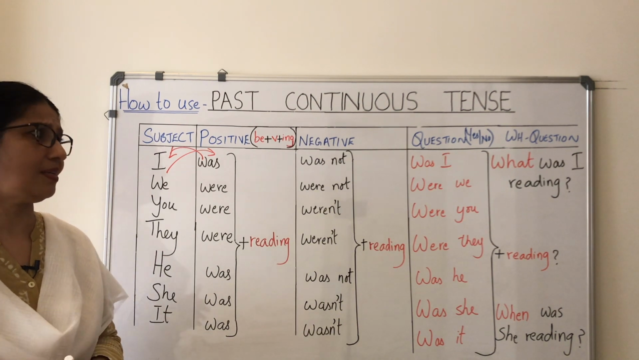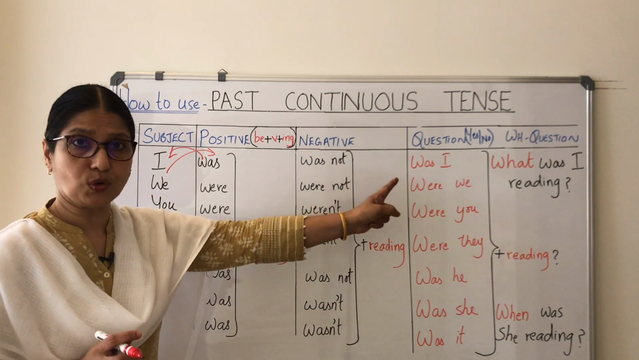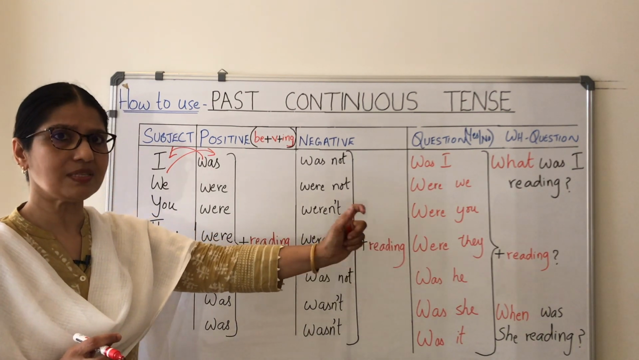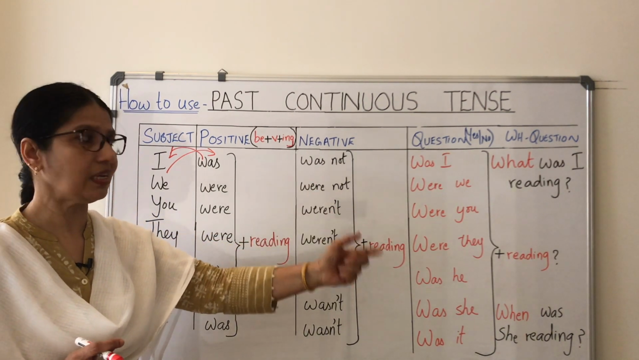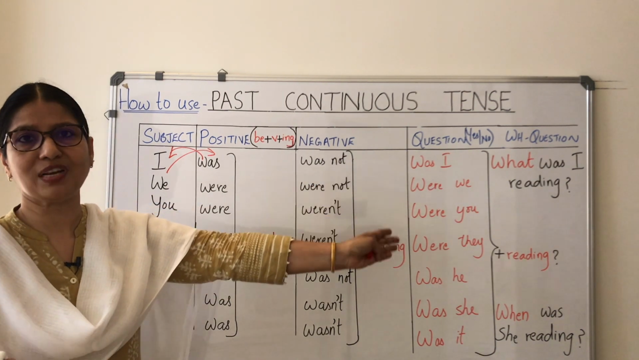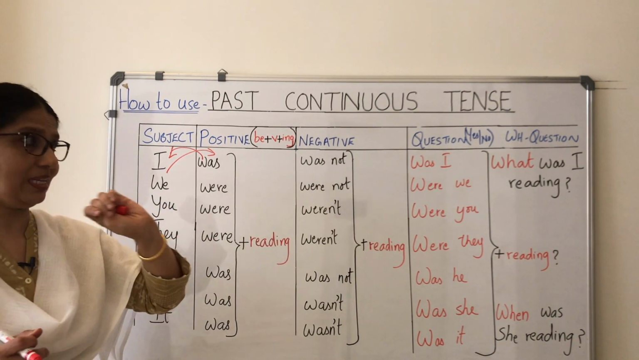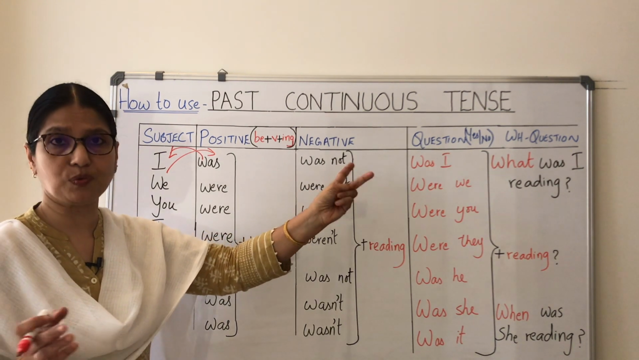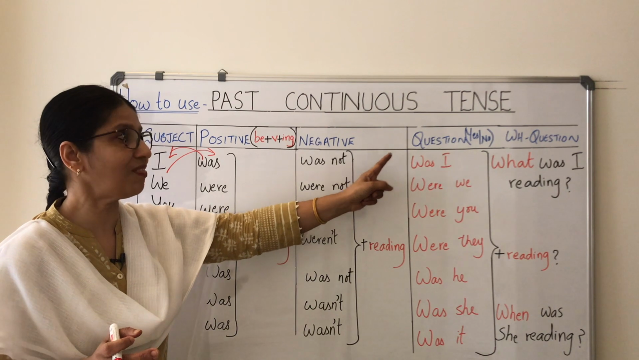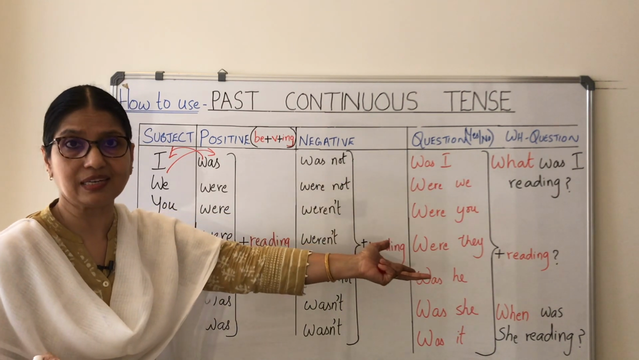It's very easy. Here you have the yes or no question: Was I reading? You just add the WH word in front of this question and there you are, ready with your WH question. For example, you have the WH word what. I put that in front of this yes or no question and I have: What was I reading?